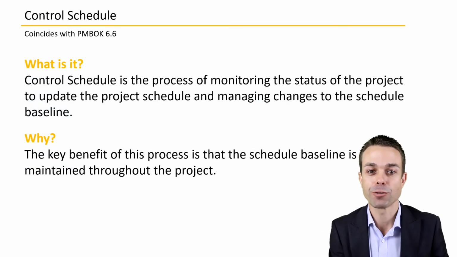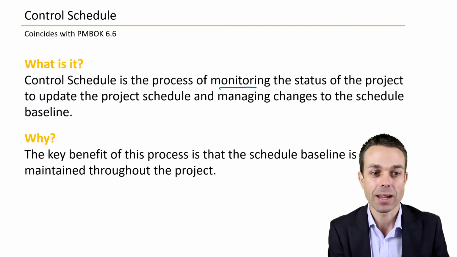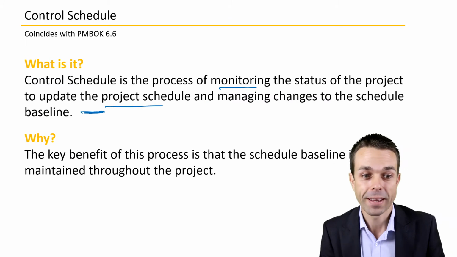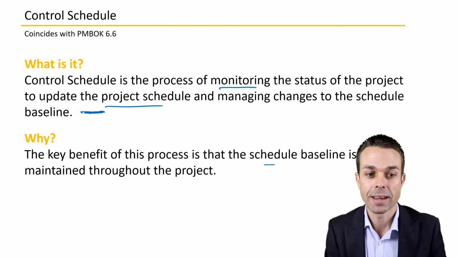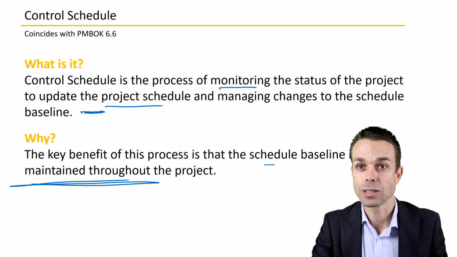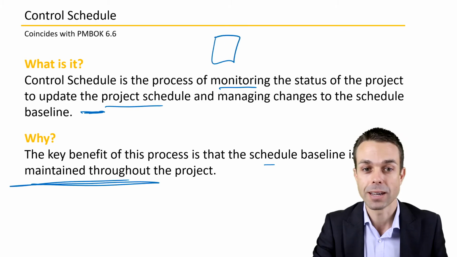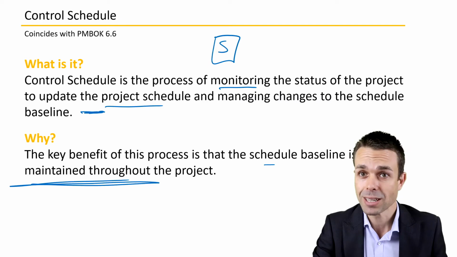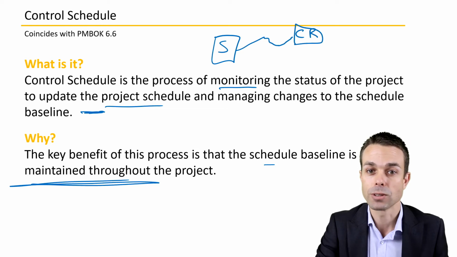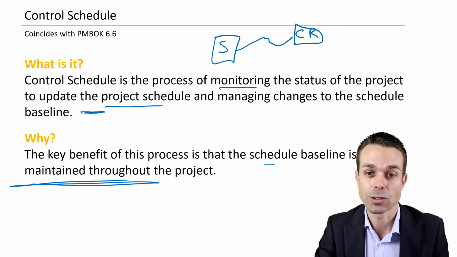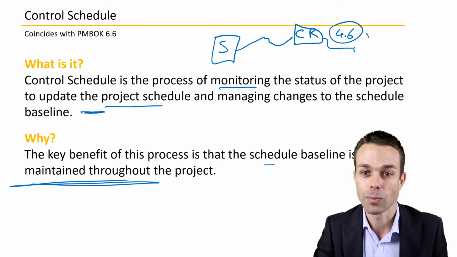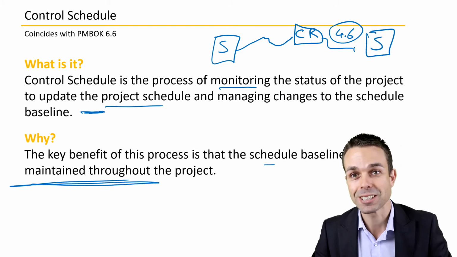Controlling the schedule is the process of monitoring the status of the project to update the project schedule and managing changes to that schedule baseline if they need to occur. The key benefit of this process is that the schedule baseline is maintained throughout the project. So as you know, a baseline document is something that's locked in place at a certain point in time. So we say, this is our schedule, we don't want this to change, but let's say something happens and now it's going off track. We need to raise a change request, goes through the change control process, perform integrated change control, 4.6 in our project management processes, and then our baseline document is updated to reflect the new schedule.